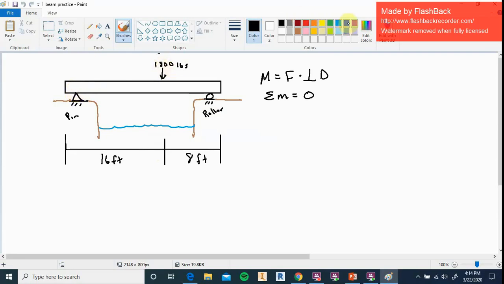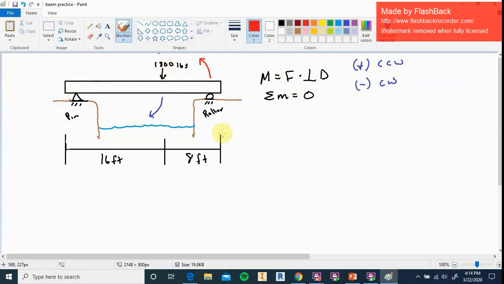We know that this 1,800 is causing a, is it positive or is it negative? Okay, do you remember? Positive is going to be counterclockwise, and negative is going to be clockwise. So this is actually creating a negative moment about the pin support here. Okay, and then we know that the roller over here is really what's stopping the beam from moving. So the roller is going to provide that positive moment to counter the 1,800 here.